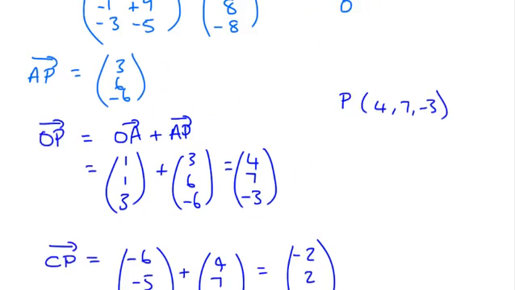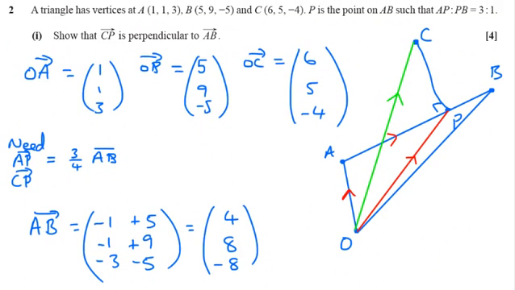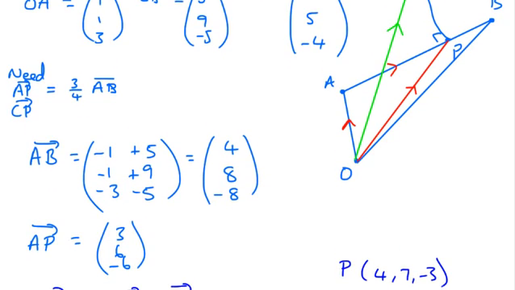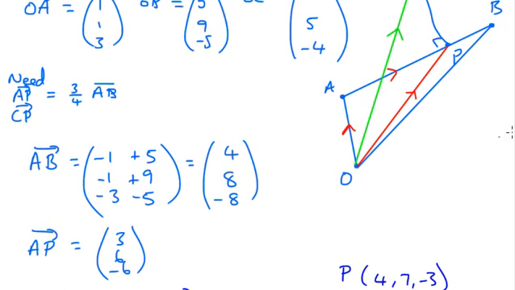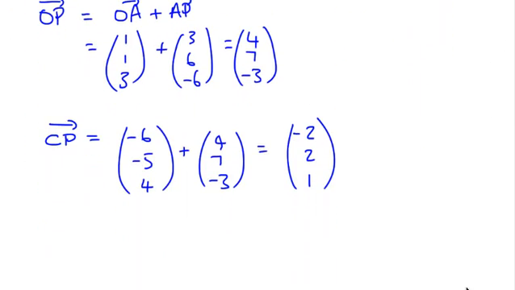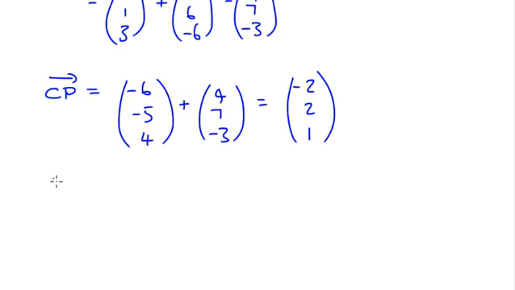We've got C to P, and we've got A to B. And we didn't actually need A to P. Oh, that's annoying. Oh, we kind of did. Anyway, so A to B dotted with -2, 2, 1 should give us 0, because if the dot product of two vectors is equal to 0, that shows that they're perpendicular. So that's what we're going to do with our two vectors.